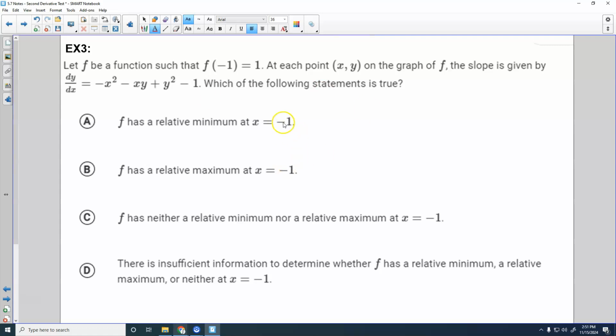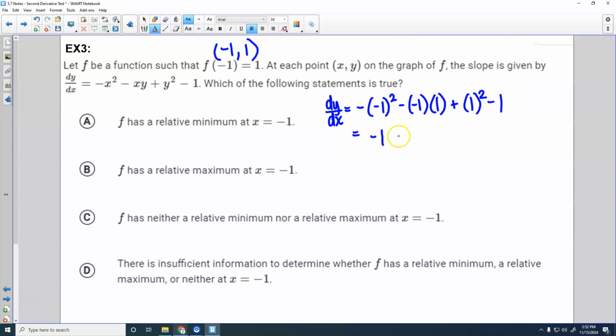All of your answer choices deal with where x equals -1. So that's the point that we're concerned with. And when x equals -1, y equals 1. So if we plug that in, we've got -1 squared minus -1 times 1 plus 1 squared minus 1. So that's going to give us -1 plus 1 plus 1 minus 1. And that gives us 0.